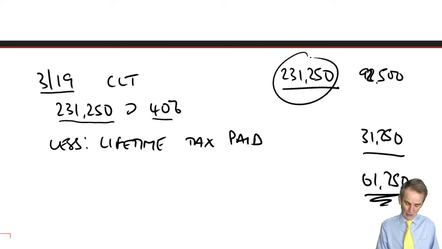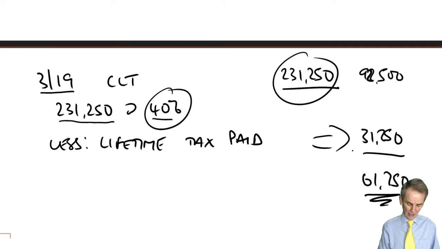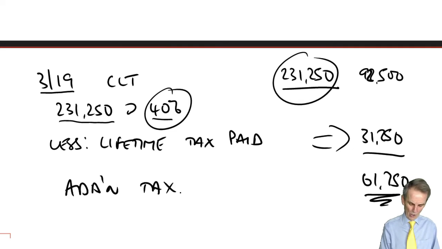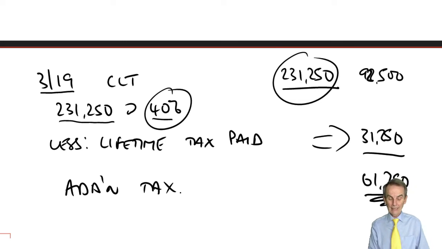The CLT is 231,250. All of it is taxed at 40%. There is no taper relief to apply, but there is the deduction of the lifetime tax to give you that additional tax that was due on death. And that sorts out the first of the two computations required by the question that this sets, which was about computing the IHT payable as a result of the death of the taxpayer.